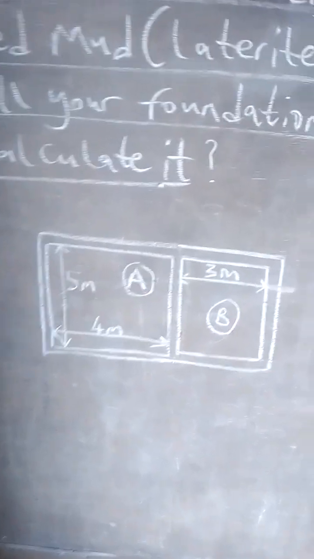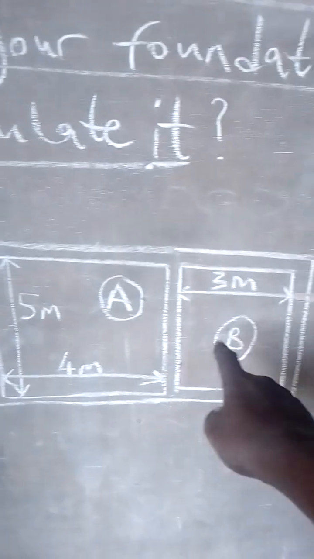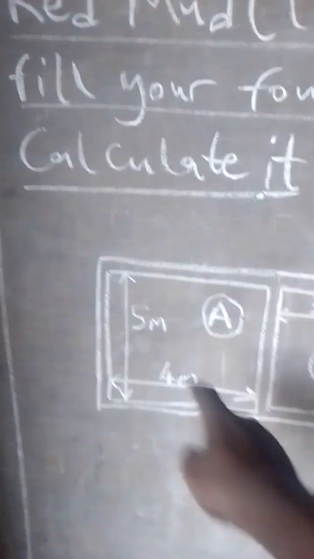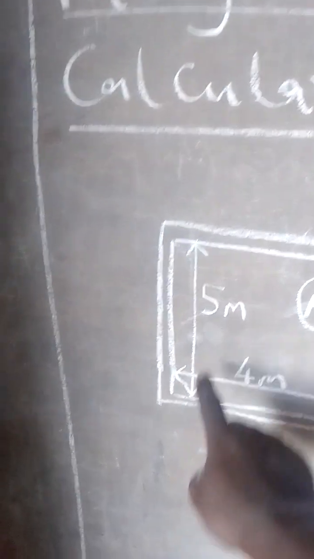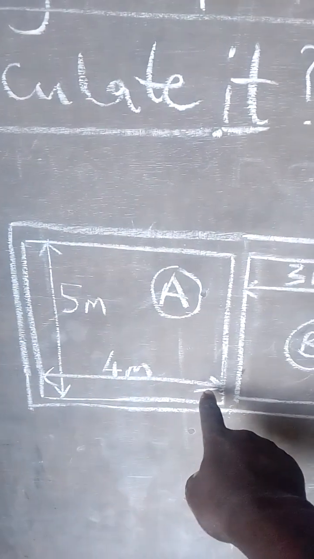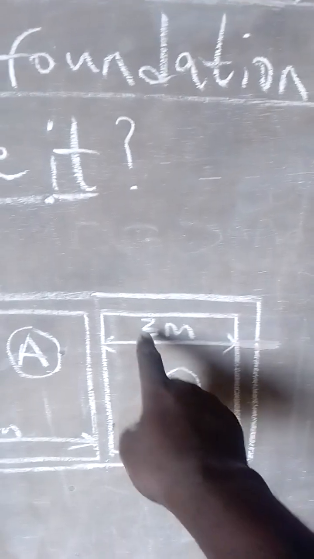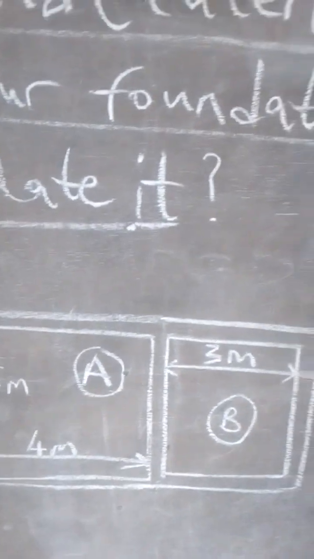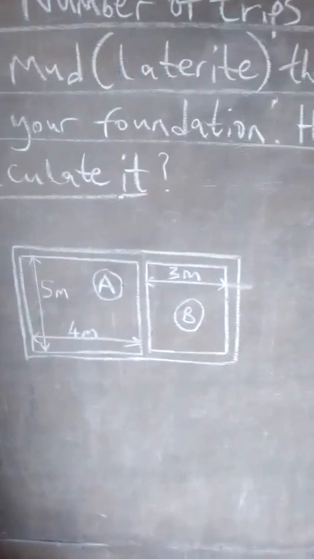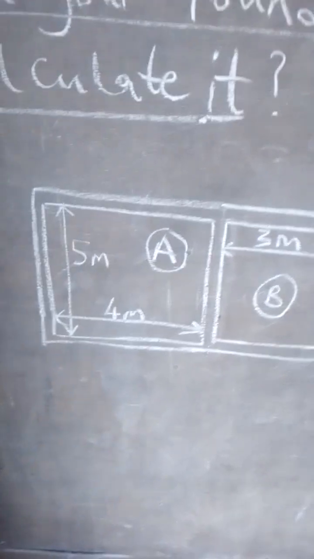We are going to be using this simple sketch. This is just 2 rooms, a room and a little store by the side. From here to here is 5 meters. From here to here is 4 meters, and I called it room A. From here to here is 3 meters. Then the same from here to here, still 5 meters. Now, we want to fill these 2 areas.